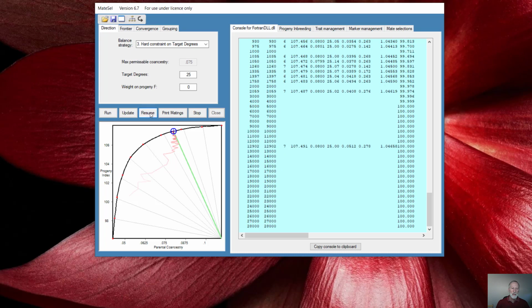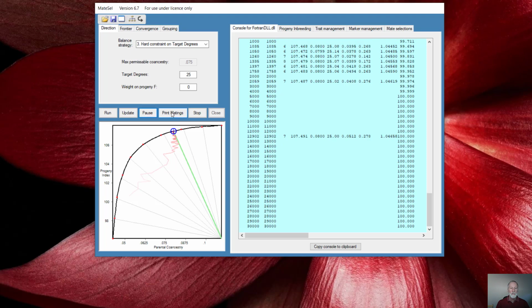Now, the first thing that MateSel did was to draw this frontier, which shows the limits of how far you can go in each direction. And we're currently using a balance strategy, hard constraint and target degrees. And that means our policy is reflected by this 25-degree line here. We want to go as far up that line as we can. So 0 degrees gives us the maximum genetic gain. 10, 20, 25, and up to 90 gives us the maximum genetic diversity.